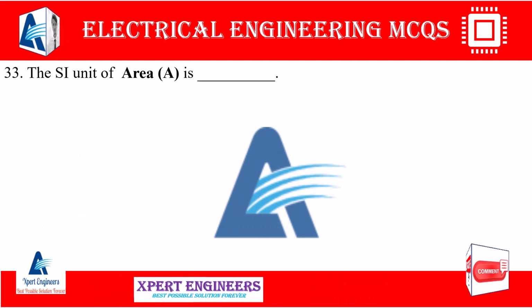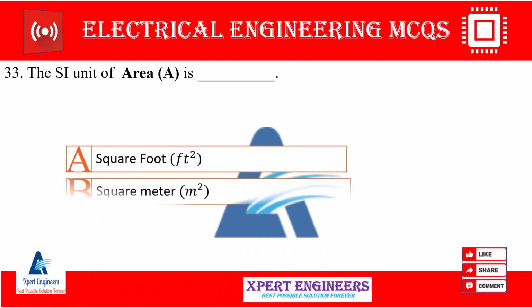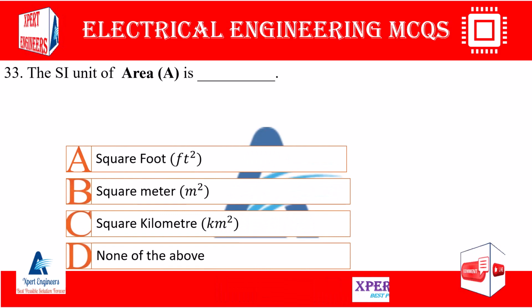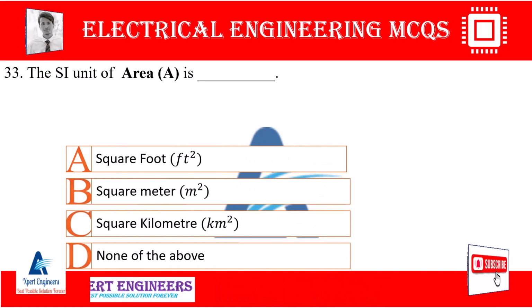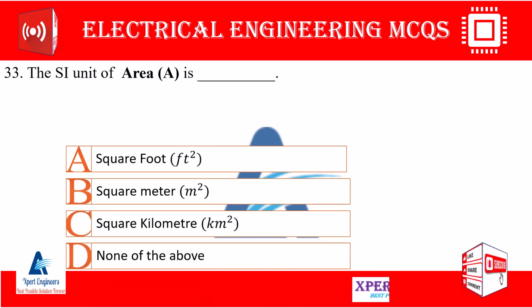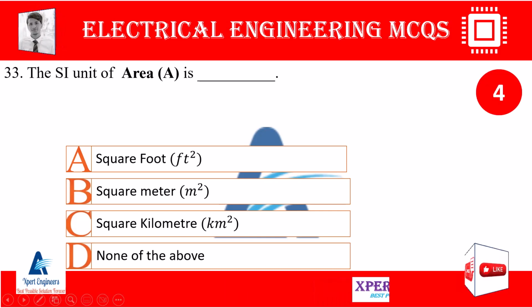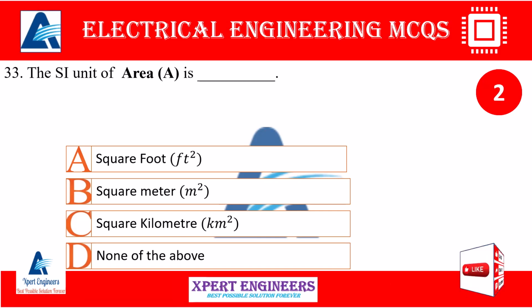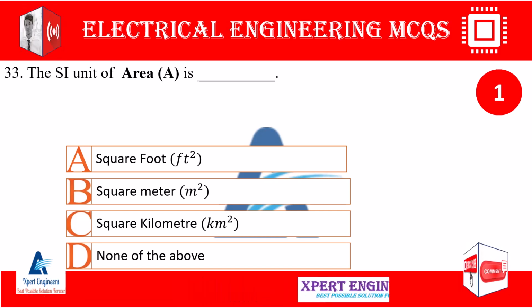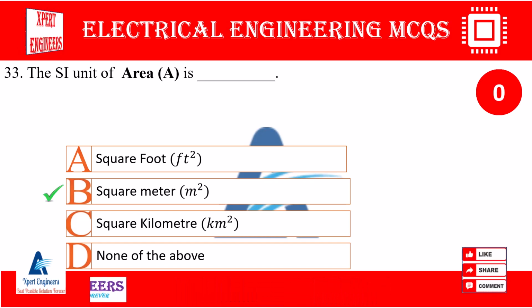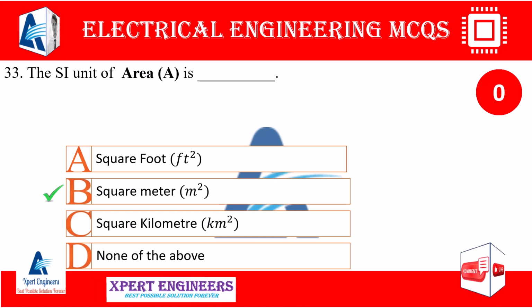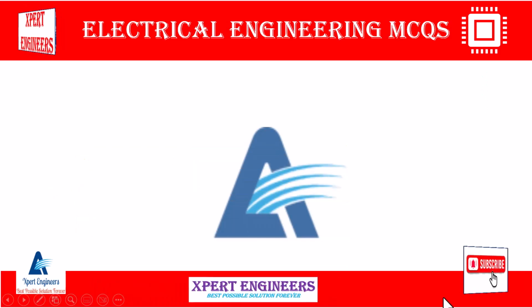The SI unit of area is dash. A, square foot, B, square meter, C, square kilometer, and D, none of the above. The correct option is B, square meter. The SI unit of area is square meter.